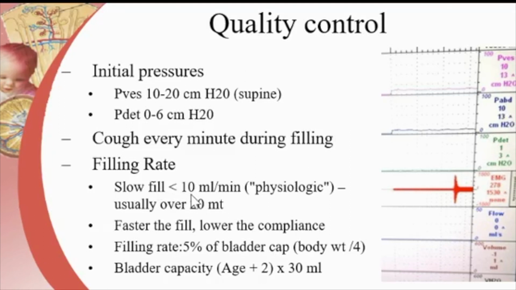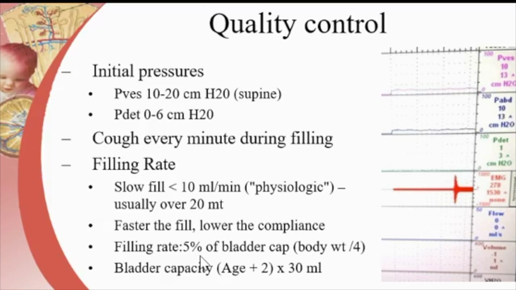A slow fill means something like less than 10 ml per minute, and usually the procedure is done over 20 minutes. So if the bladder capacity is 200 ml, then you have a 10 ml fill per minute, so that the procedure happens over 20 minutes. The faster the fill, you will automatically produce an abnormal compliance.